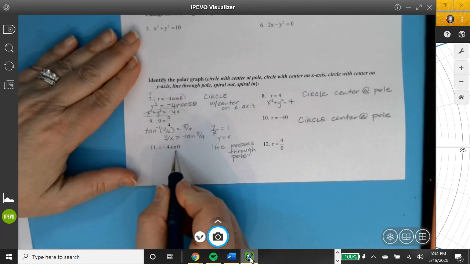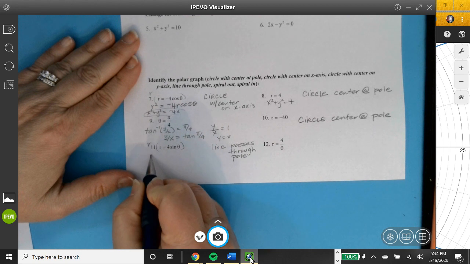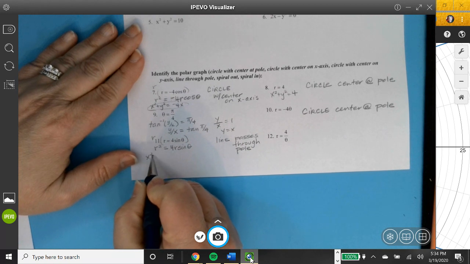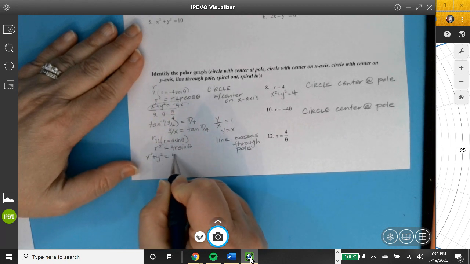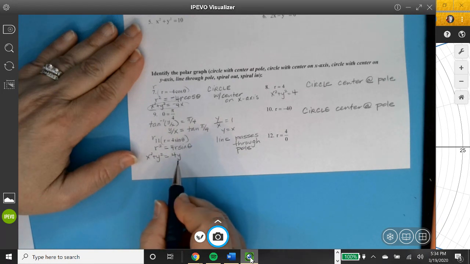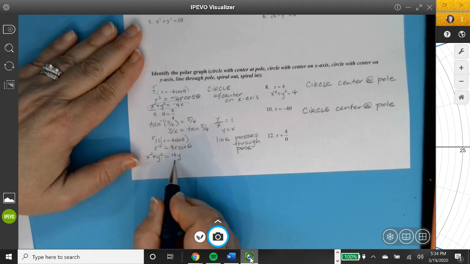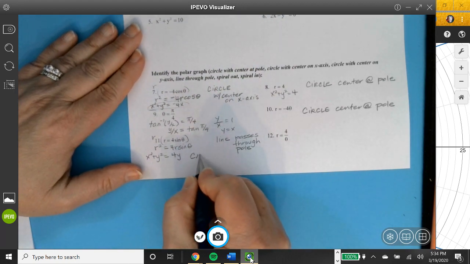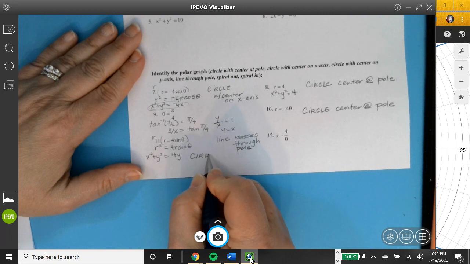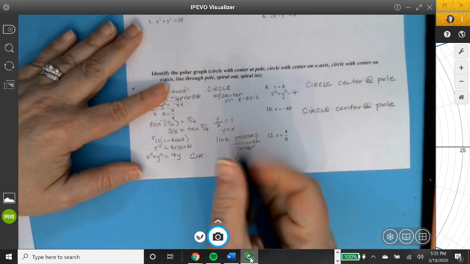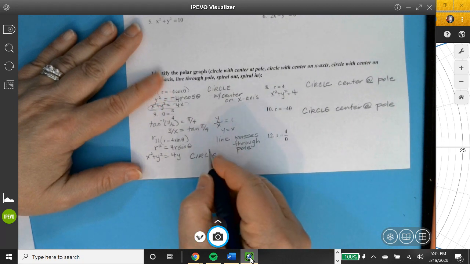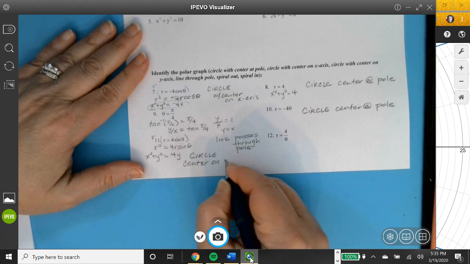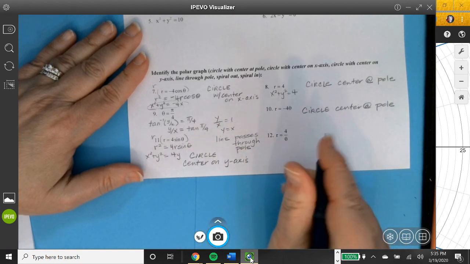All right, so this is r equals 4 sine theta. If I were going to multiply this equation by r, I would get r squared equals 4r sine theta, which is x squared plus y squared equals 4y. And if I were to complete the square on this, the x is already complete, and the y I'd have to complete. So that means the y is going to be shifted up or down. So this is a circle with the center on the y-axis, or the axis that shall not be named.